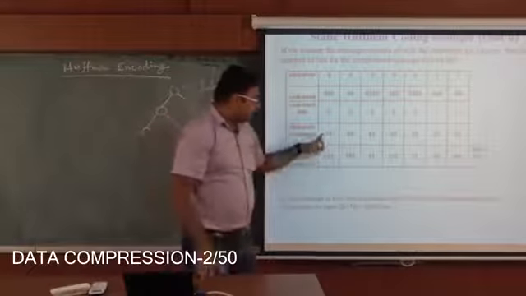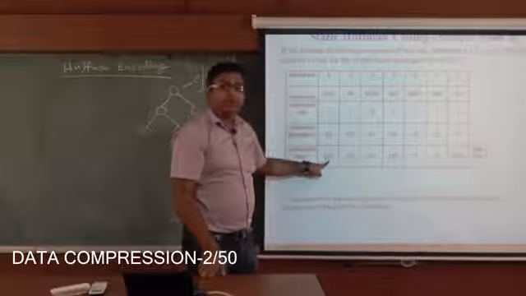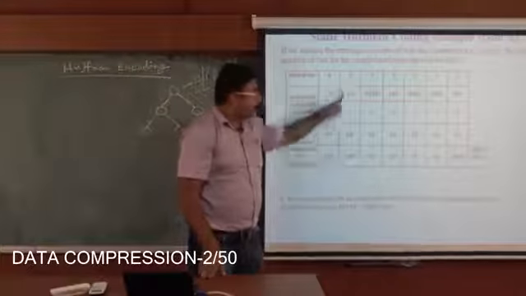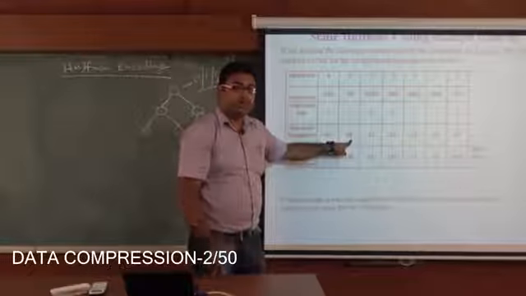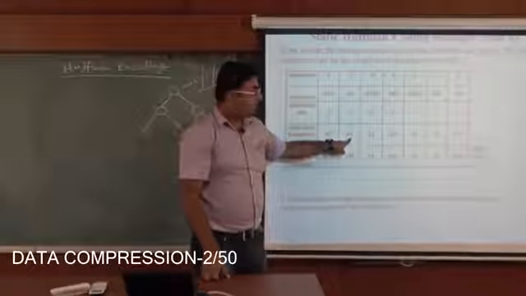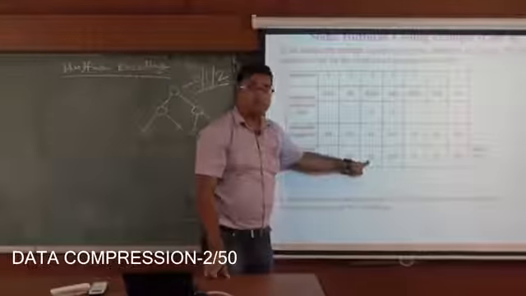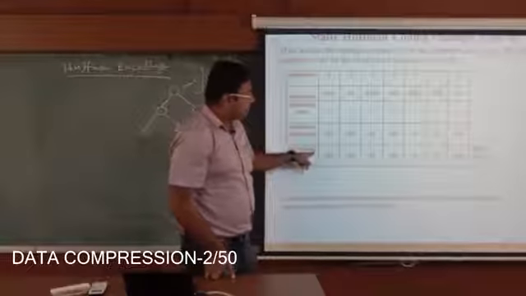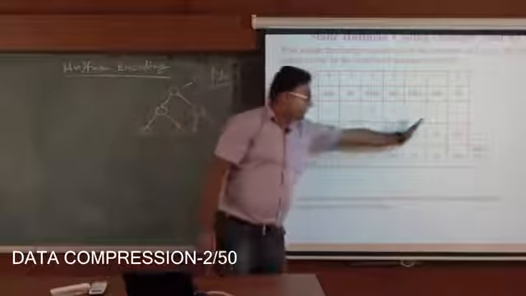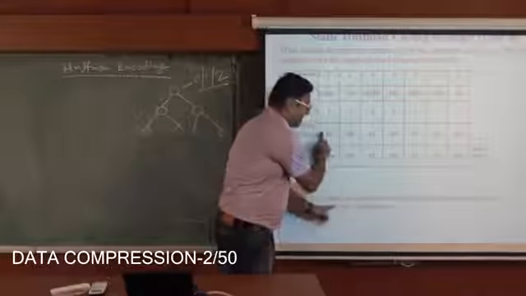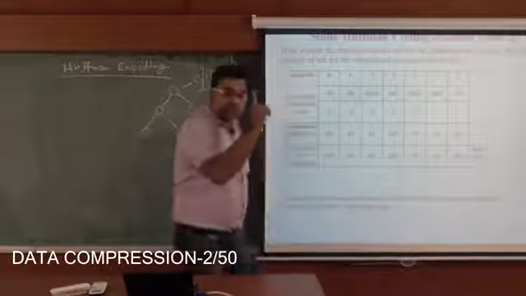Now here A is repeated 45 times, so total A needs 45 into 8, 360 bits. E appears 65 times; this is from the original text point of view, the original text file size. E repeated 65 times will be represented by 520 bits. L represented 13 times will be 104 bits. In this way, the total number of frequencies will be 261. The total of all the bits will be 261 multiplied by 8. Each and every character will be represented by 8 bits.